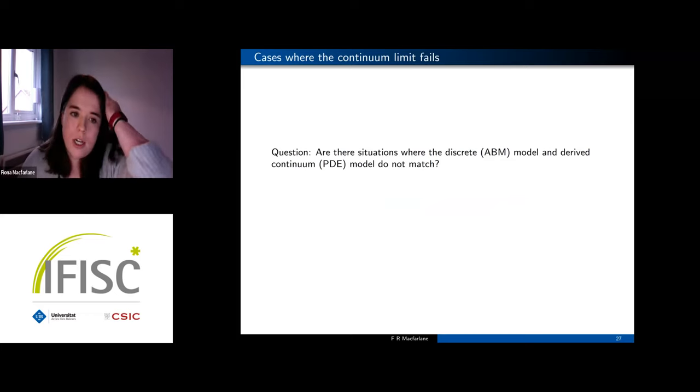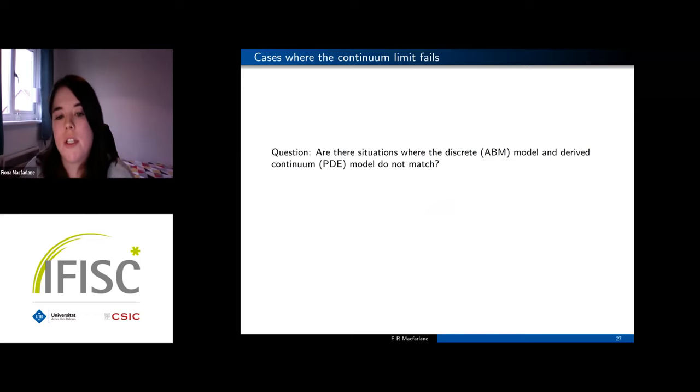So a natural question would then be, are there going to be situations where the individual base model, or the agent base model, and the continuum limit of that model don't match? So we can look at one example where we see that in this case.